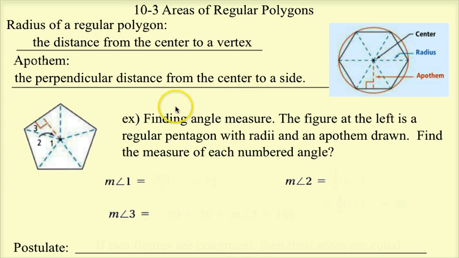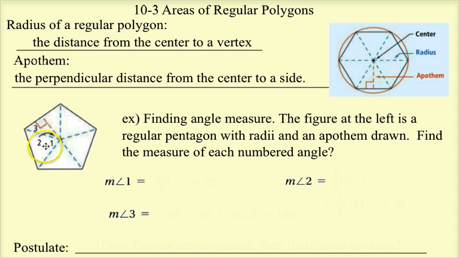Before we get into the area, let's just talk about finding an angle measure. The figure at the left is a regular pentagon with the radii and an apothem drawn. The radii are from the center to the vertex, so those are the blue lines. And then I have one apothem drawn, this red line right here. I want to find the measure of each numbered angle. The first thing I want to find is angle 1 right here.